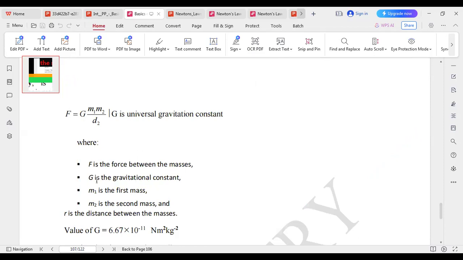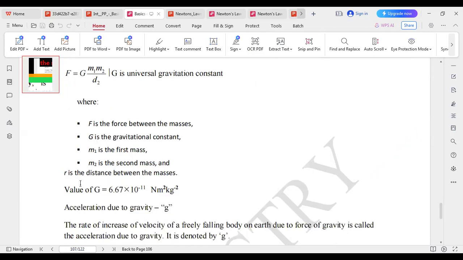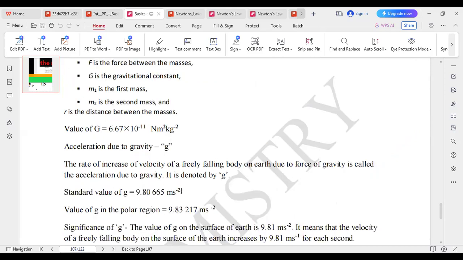F is the force between the masses. G is the gravitational constant. m1 is the first mass, and m2 is the second mass, and d is the distance between the masses. The value of G equals 6.673 times 10 to the power minus 11 Newton meter square per kg square.